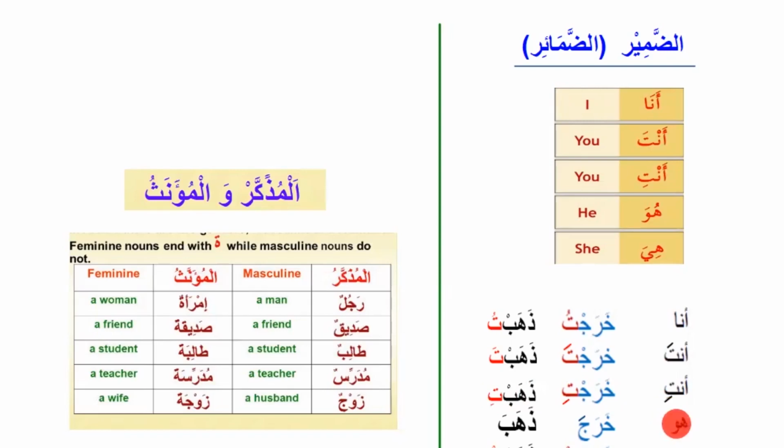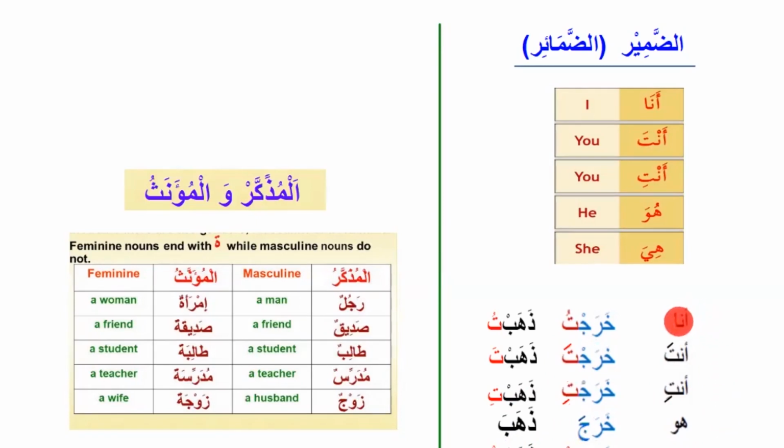So huwa, as I said, that is the default form. So zahaba, kharaja. You don't need to attach any pronoun. Here, he went, the default form. But if you want to say she went, referring to a female, you attach ta with sukoon on it. Zahabat, kharajat. You see, kharajat. So this is how they are formed.